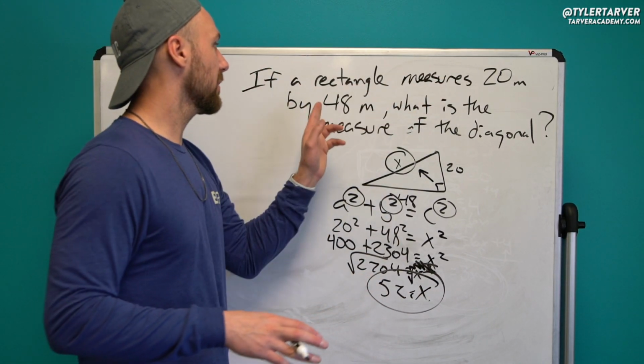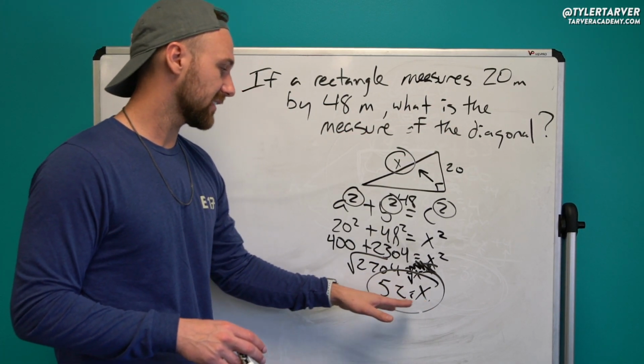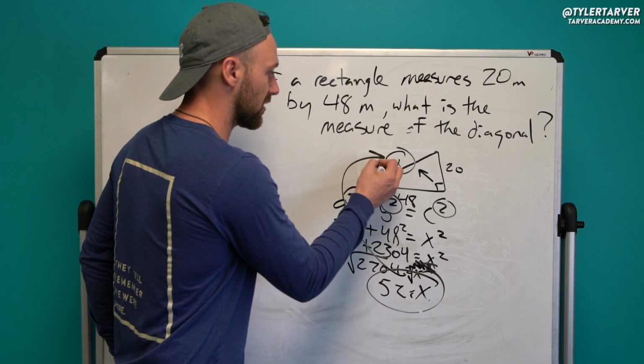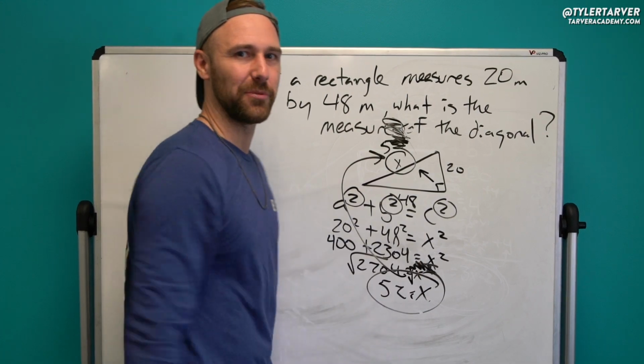Always reread your question. If a rectangle measures 20 meters by 48 meters, what is the measure of the diagonal? Did we find that? Yes, x is 52. That's the measure of this little guy right here. And we got our answer.